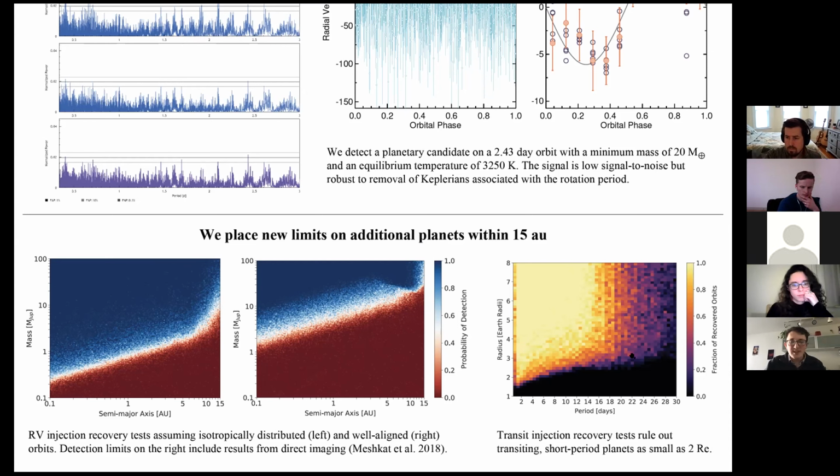At larger periods, our sensitivity begins to fall off because we get gaps in our data, or maybe a transit only appears once in the entire TESS light curve, meaning we can't really constrain its period, and therefore we don't count it as a detection.